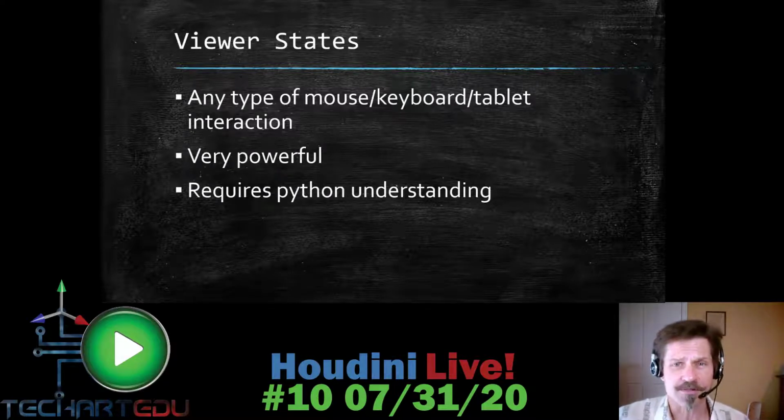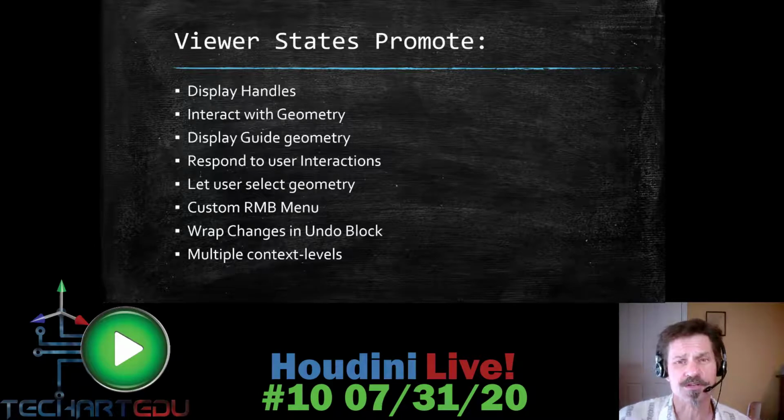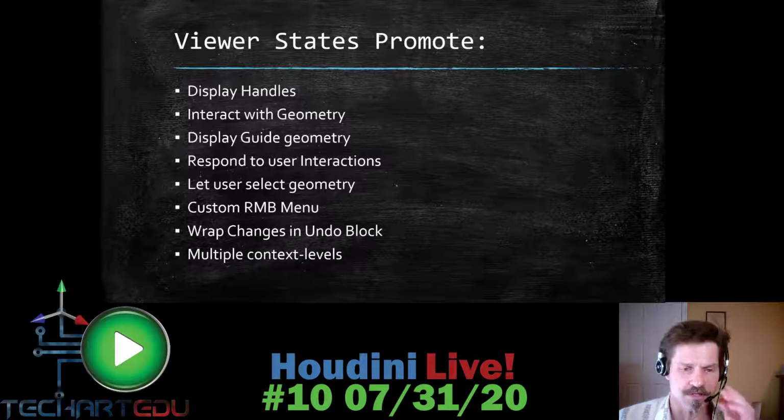But anyway, let's talk more about viewer states. Viewer states are awesome because they allow you to do a lot of things, like promoting display handles. You get to interact with the geometry, as we're going to do today. We can display guide geometry, which is an addition beyond the regular geometry. We can respond to user interactions, get extra menus, choose separate geometries, use undo blocks, and operate on multiple context levels.